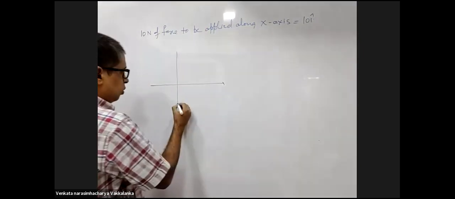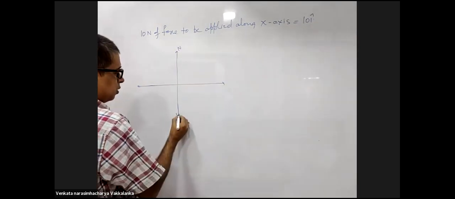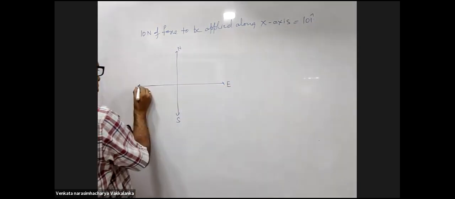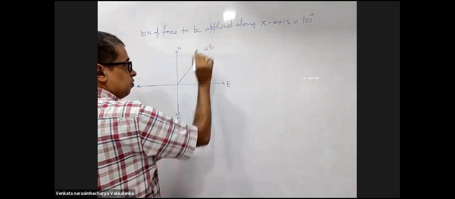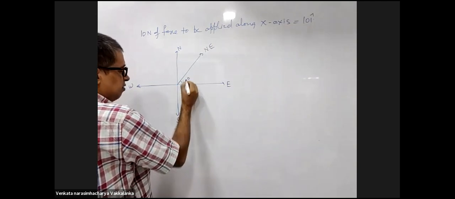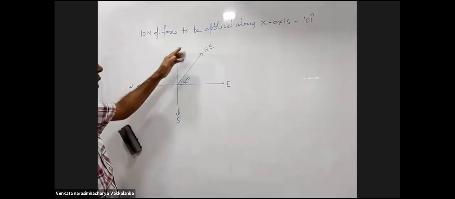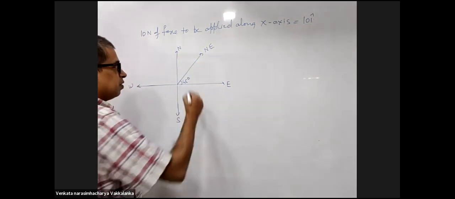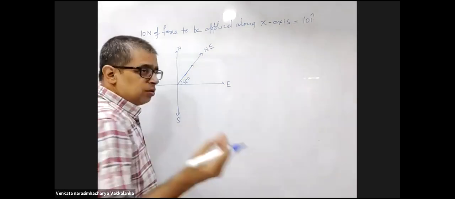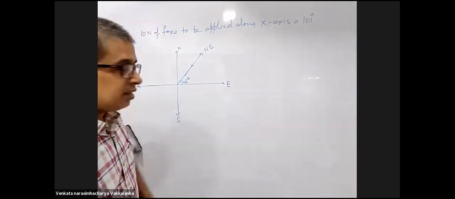Now listen to the nomenclature and angles. This will be taken as north, this is south, this is east, this is west. Northeast, whenever I tell you, this angle is 45 degree. So how do I write, if I tell you 10 Newton of force along northeast? How will you write that?